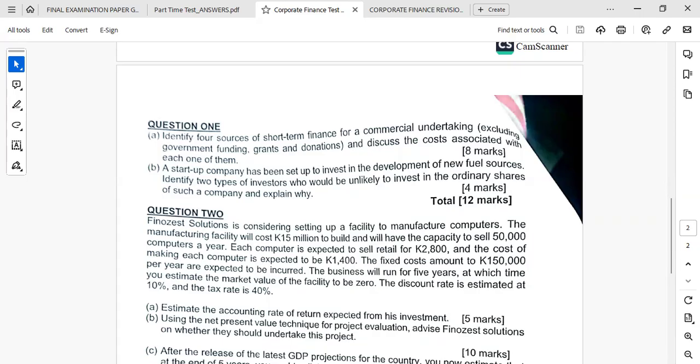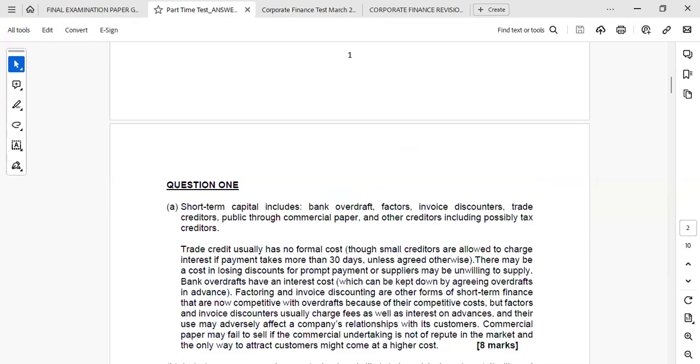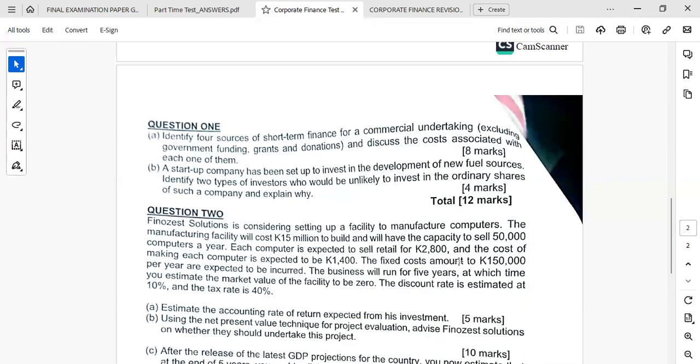And we need to explain the associated costs of each. Yes, let's participate. Okay, in the interest of time, there are many sources of financing. So this is from unit 1. There are many sources of short-term and long-term financing.